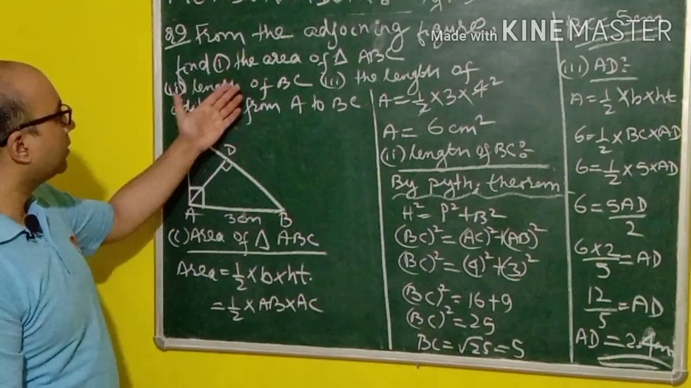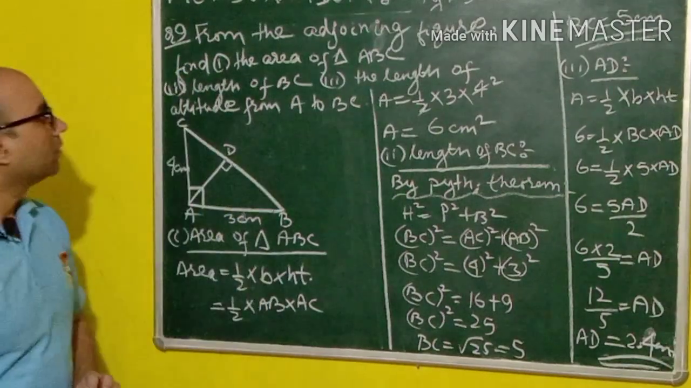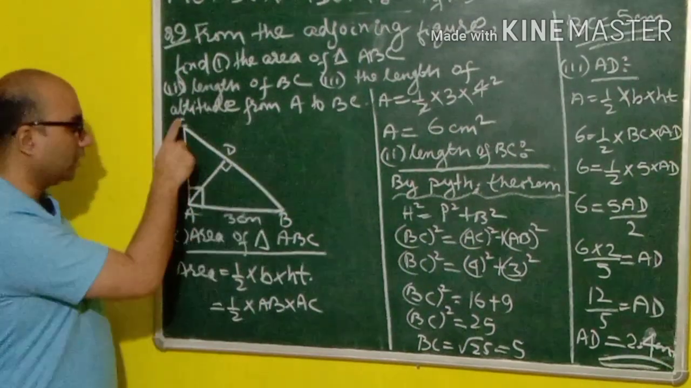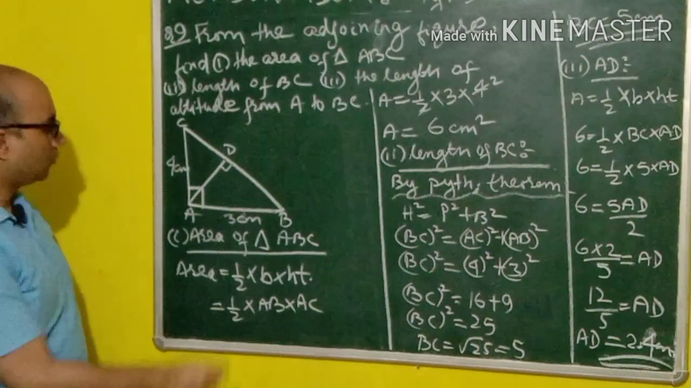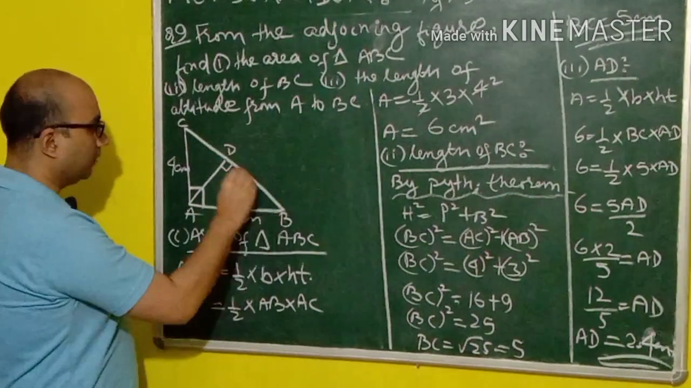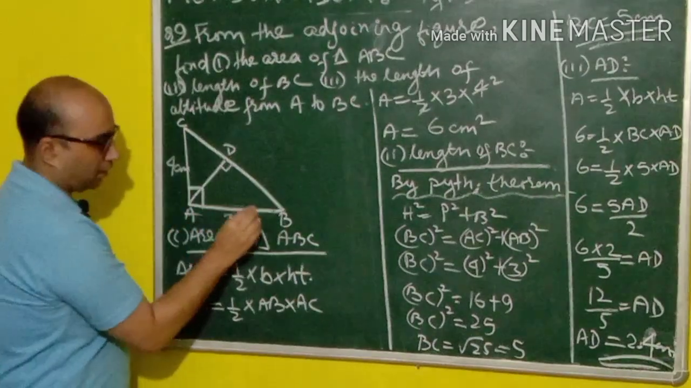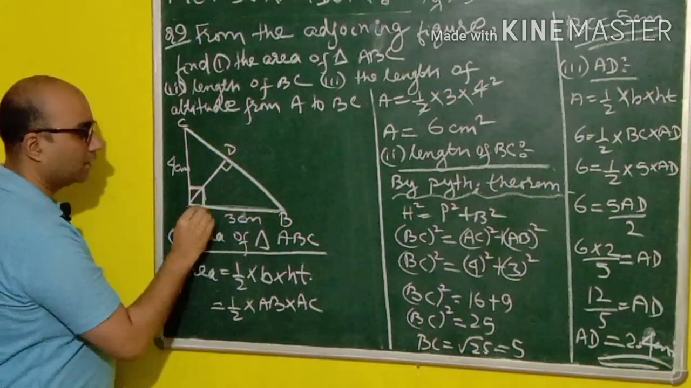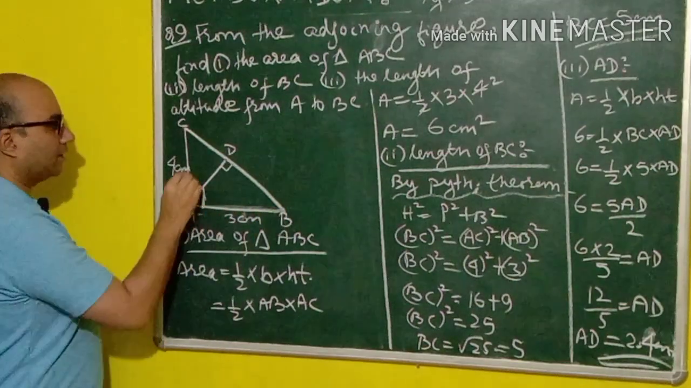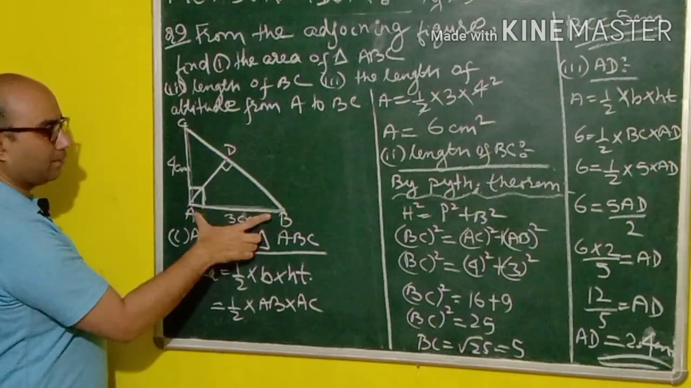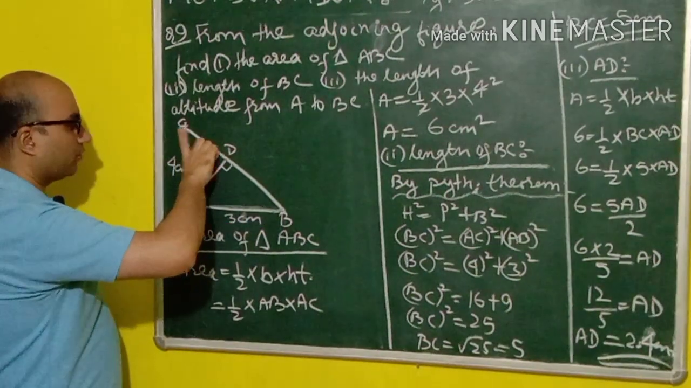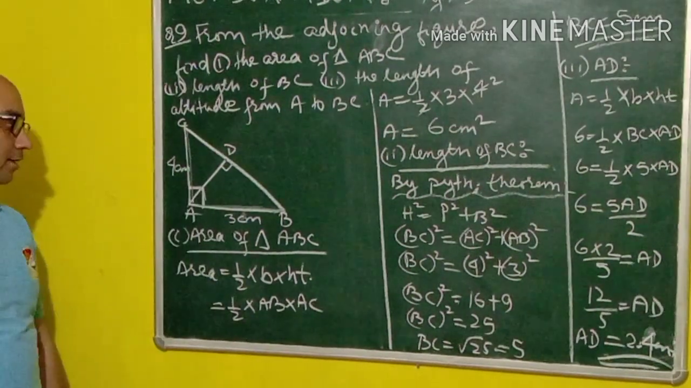Now let us check the first question, Roman 1. Find the area of triangle ABC. This is the figure given to us. It is a right angle triangle. From the figure it is quite clear that this is our base, since the perpendicular is drawn on this side, and this is our height. So what is the base of the triangle? AB is the base of the triangle, and AC is the height of the triangle.